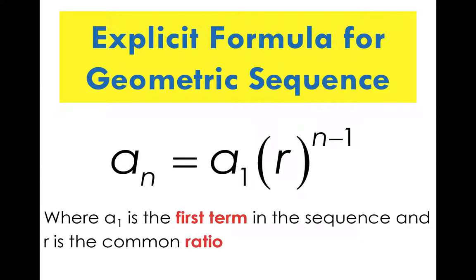So when we're talking about an explicit formula for a geometric sequence, you see it's a sub n equals a sub 1 times r to the n minus 1 power. So remember that a sub n stands for the term that we're trying to find, the position of that term or the actual term itself. The a sub 1 means the first term in the sequence that you're given. And then the r stands for a common ratio, very similar to common difference in arithmetic sequences. Also make sure that you are filling out your notes with these.